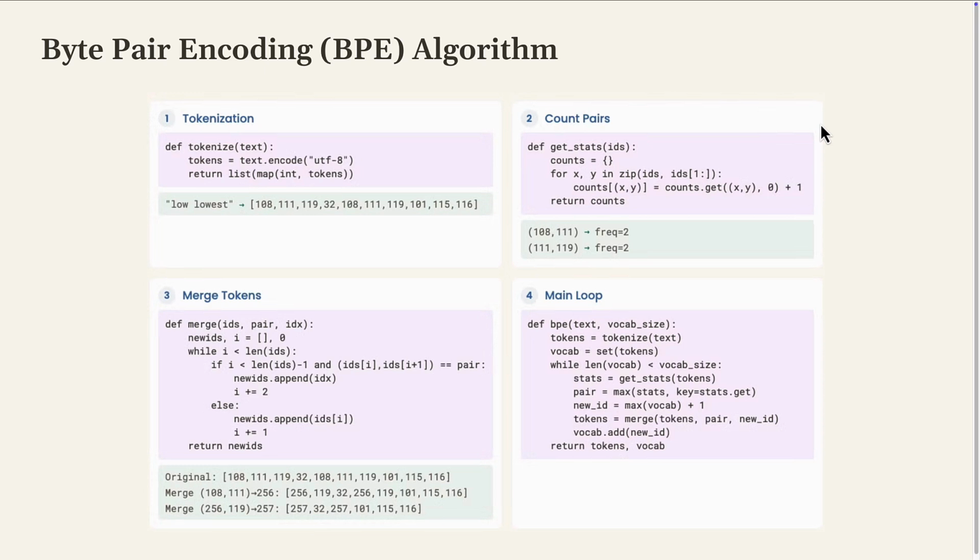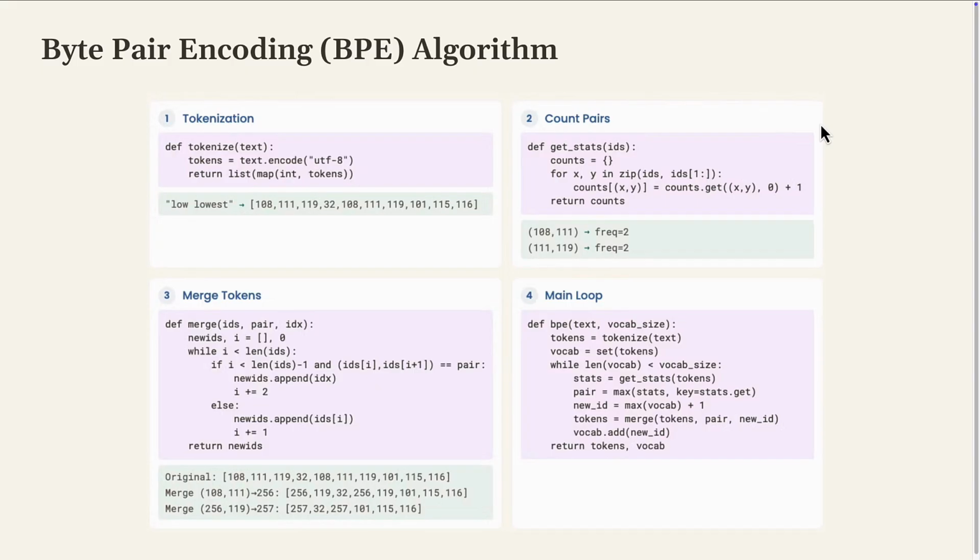We need to do this operation multiple times, and for this we can create the BPE algorithm, which will loop over. It will create the tokens, converting the text into a list of numbers, and the vocabulary will be the initial tokens. This is our vocabulary. Then it will loop over, getting statistics and merging the tokens several times until I reach the vocabulary size that I want. This is the basic idea. Of course, this is a simple pseudocode-like implementation.